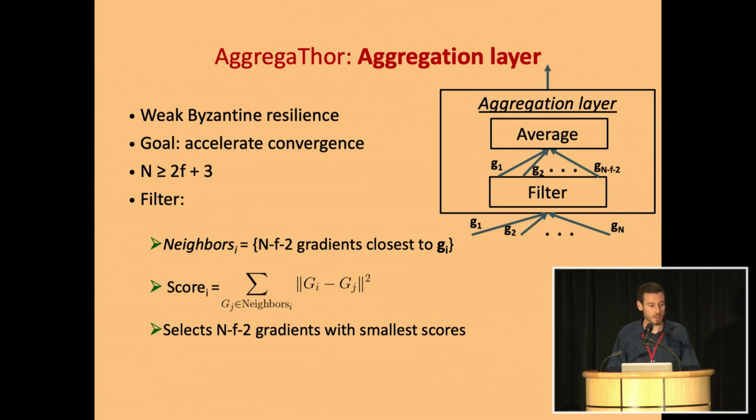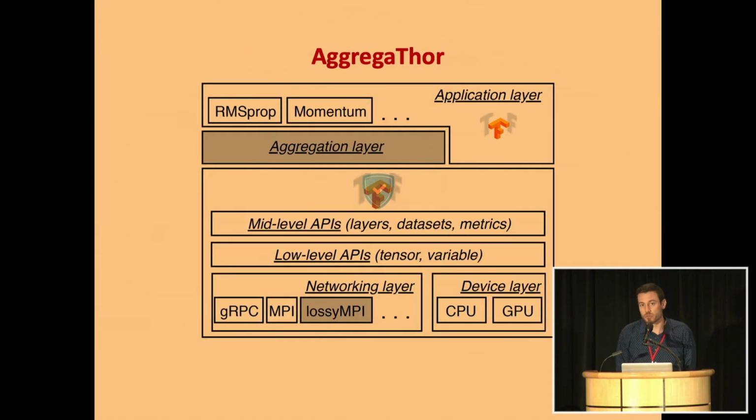I encourage you to check our paper for the proofs of convergence and how the assumptions are important for ensuring the weak Byzantine resilience. The second part I would like to talk to you about is the lossyMPI.